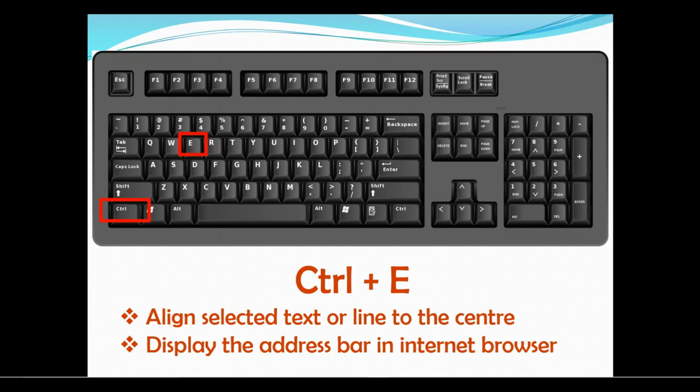And next one is Ctrl E. Ctrl E also has two uses. The first one is to align the selected text or line to the center in MS Word. This point is used in MS Word. And the second point is to display the address bar in the internet browser. We'll go for the first point. What is the first point? Align the selected text or line to the center.